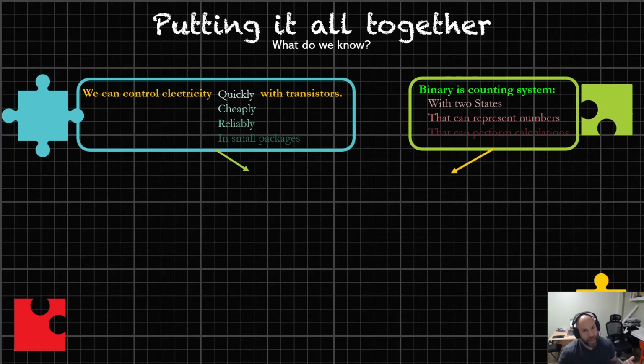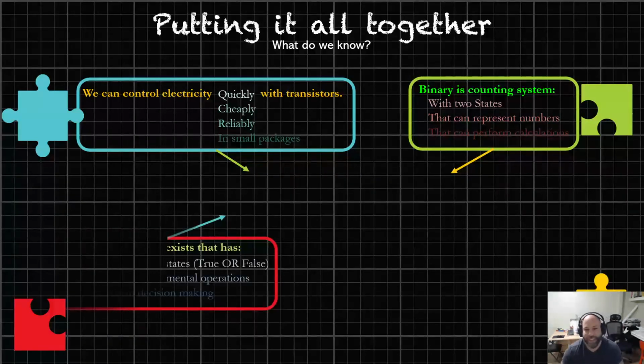We have binary, right? We have this counting system. It's got two states that can represent numbers. It can perform calculations, and it melds well with this idea of something either being on or off, voltage being present or absent. All right.